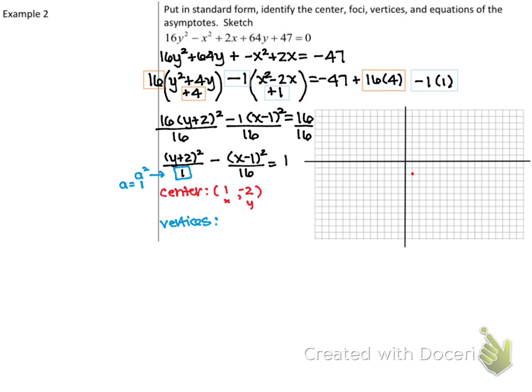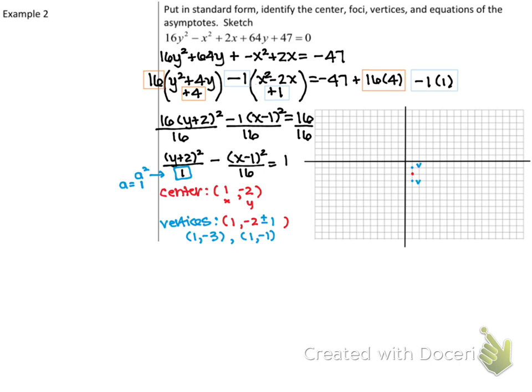So I'm going to take my center, 1, negative 2, and I'm going to go up and down 1 unit. Notice that I'm affecting the y value because the y values go up and down. So this is going to be 1, comma, negative 3 and 1, comma, negative 1. Okay, I'm going to go ahead and plot those. 1, comma, negative 3. That is a vertex. 1, comma, negative 1. That is also a vertex.